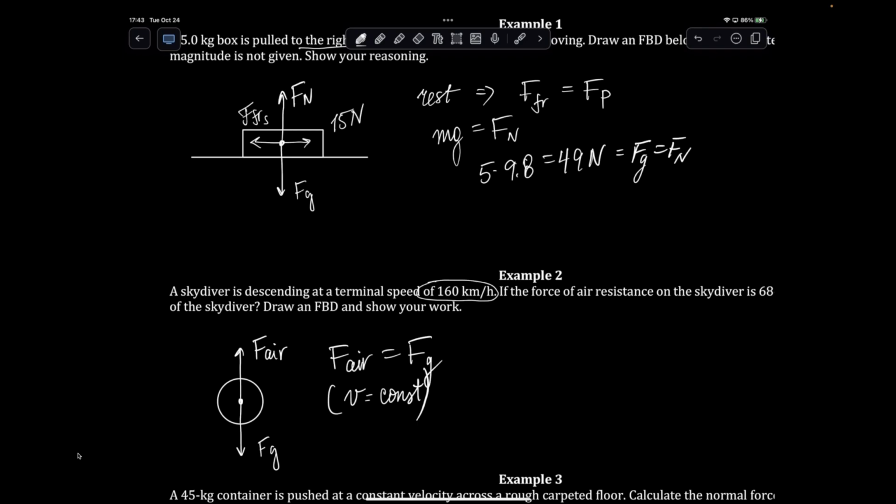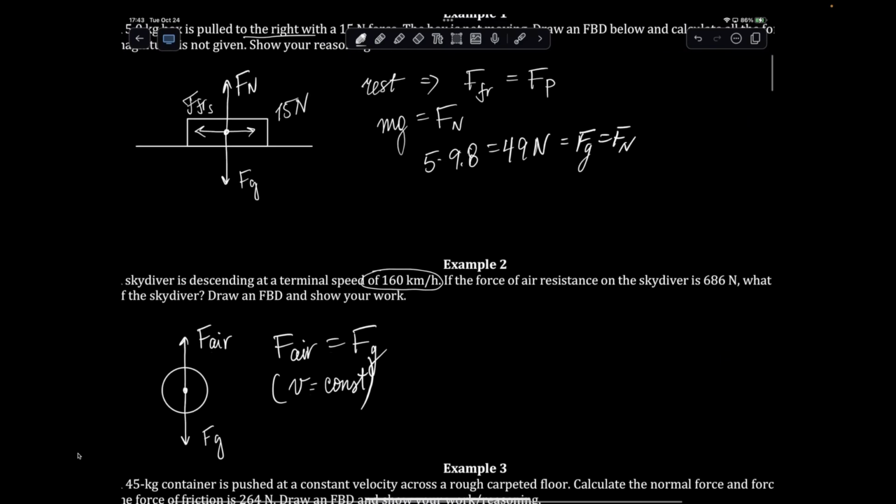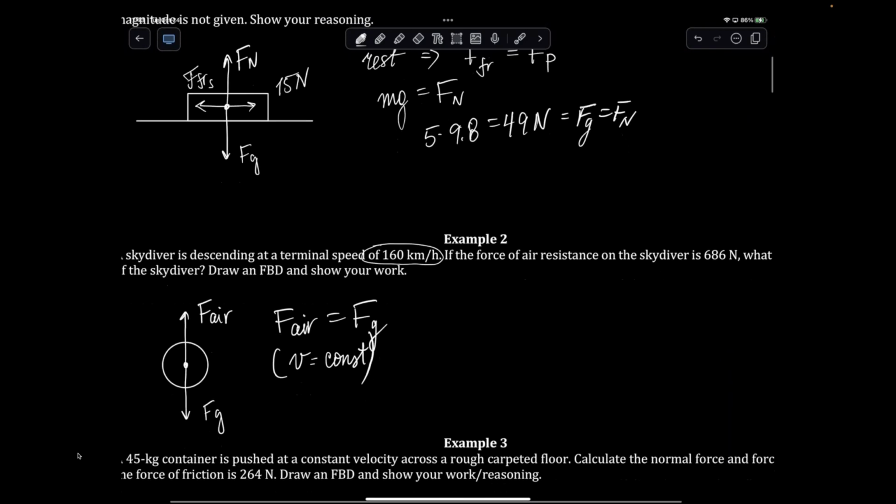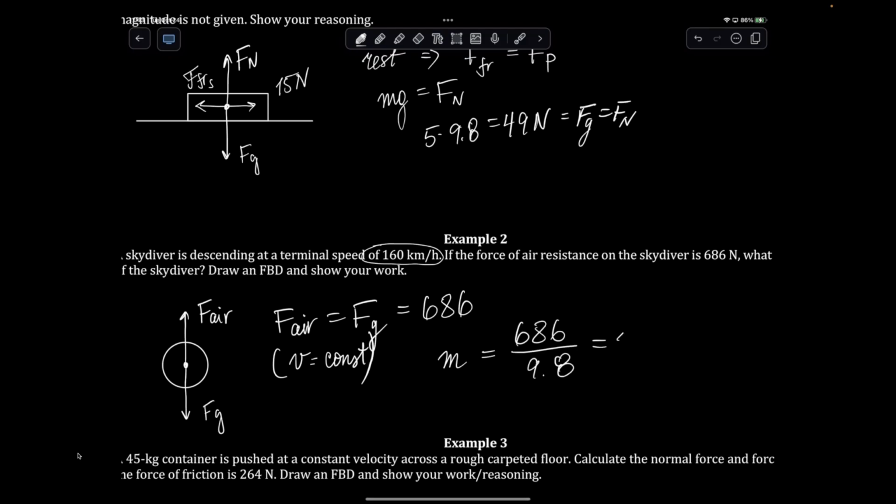Now, I don't know my force of gravity, but I do know 686 newtons is my force of air resistance, so I can just say both of them are 686, and therefore, since I'm after mass, I will take my 686 and divide it by 9.8, and that should give me 70 kilograms.